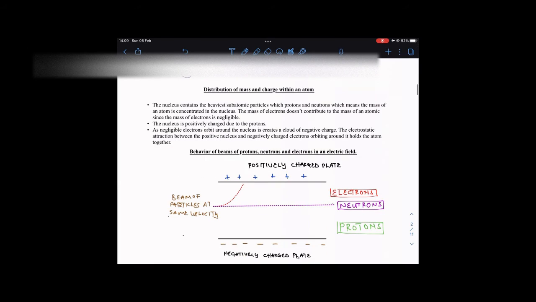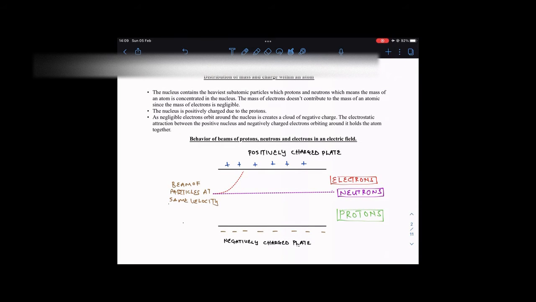Then we go down to the distribution of mass and charge within an atom. The nucleus contains the heaviest subatomic particles, which are the protons and neutrons, which means the mass of an atom is concentrated in the nucleus. The mass of electrons doesn't contribute to the mass of an atom, since the mass of electrons is negligible. The nucleus is positively charged due to the protons, and the electrons orbit around the nucleus.